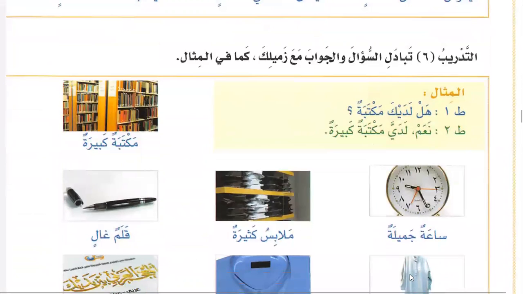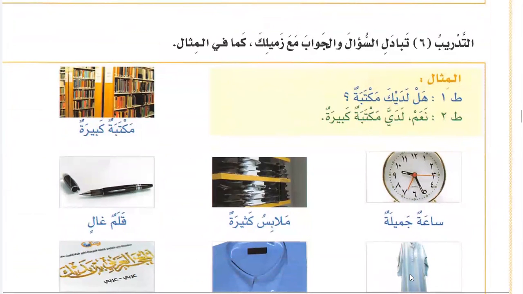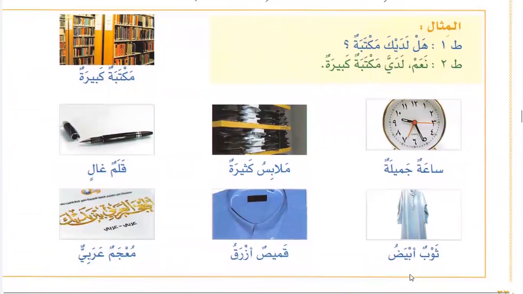تقريبا. التدريب السادس: تبادل السؤال والجواب مع زميلك كما في المثال. المثال: الطالب الأول: هل لديك مكتبة؟ Do you have a library? الطالب الثاني: نعم، لدي مكتبة كبيرة. I have a big library. مكتبة is a feminine word, so its adjective must be feminine. So noun and adjective must have the same gender.